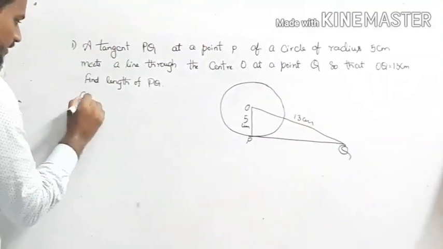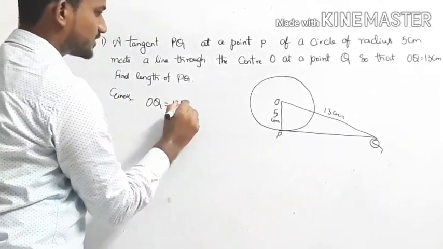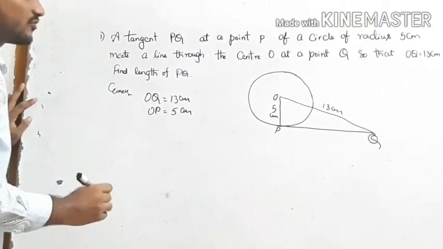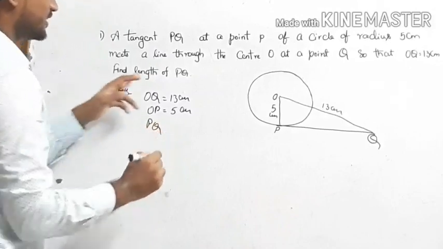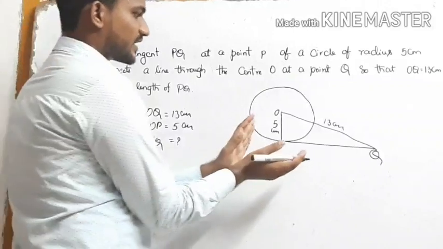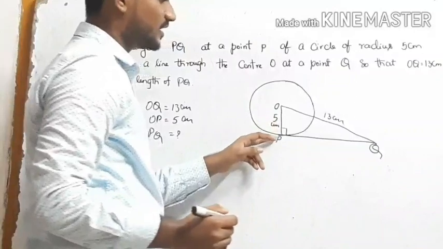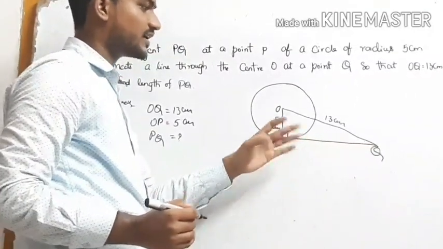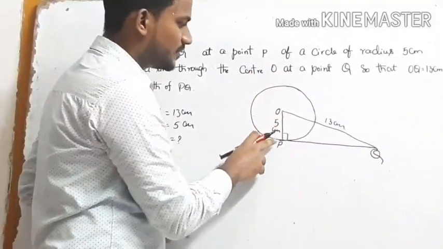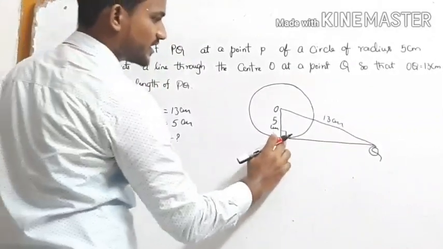First we can write the given: OQ equals 13 cm, OP equals 5 cm. Then we want to find the PQ length. This is a right angle triangle. This is 90 degrees, because the tangent at any point of the circle is perpendicular to the radius of the circle. So it is 90 degrees.